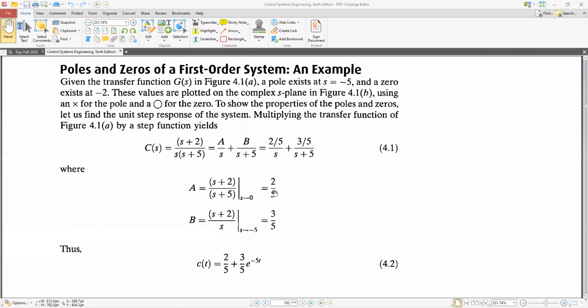So let's take an example. See, it is a transfer function example. C(s) is equal to (s plus 2) divided by s times (s plus 5). So if I break it, A by s plus B by (s plus 5), we can find this thing. Okay, if I put the value s is equal to 0 here, then I'll get the value of A, which is 2 by 5. Do you know how we have found this? Let me show you.